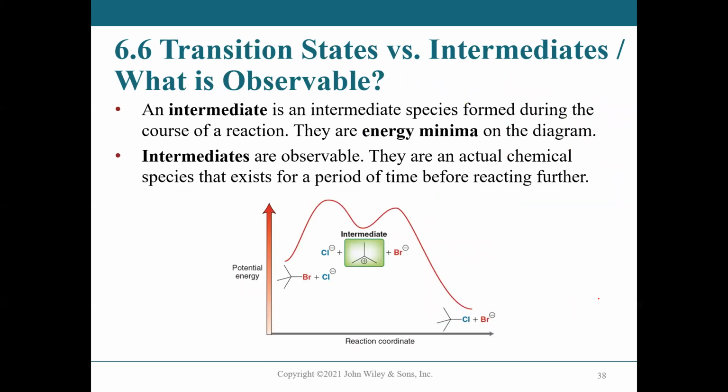An intermediate is a species formed in the course of the reaction. They occur at energy minima. We can see that right here, energy minima. And intermediates are observable. They are an actual chemical species that exists for a period of time before reacting further. So at the point that the bromine is gone, you're going to have this carbocation. Then what's going to happen is this, and eventually it forms that.